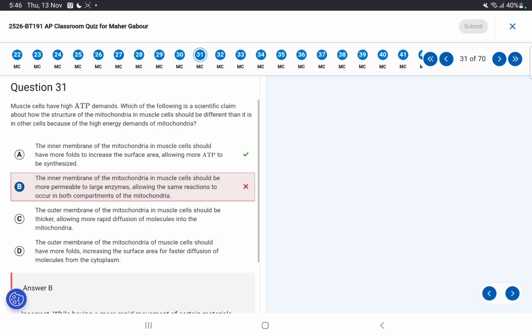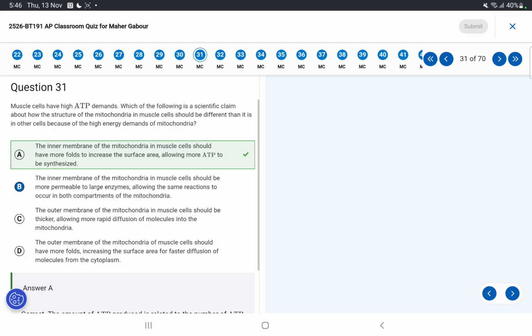Okay, so we go to number 31. Muscle cells have high ATP demands. Which of the following is a scientific claim about the structure of mitochondria in muscle cells? It should be different than it is in other cells for the high energy demands. So if we have high energy demands, we need them to be very efficient. How? Keep this in mind. The inner membrane of the mitochondria in muscle cells should have more folds. Why? To increase the surface area. Why? Because the surface area and the efficiency are interlinked. If we have high surface area, we have high efficiency.